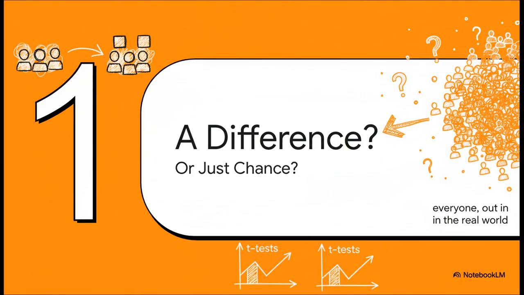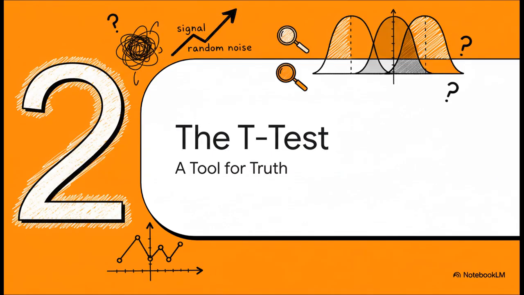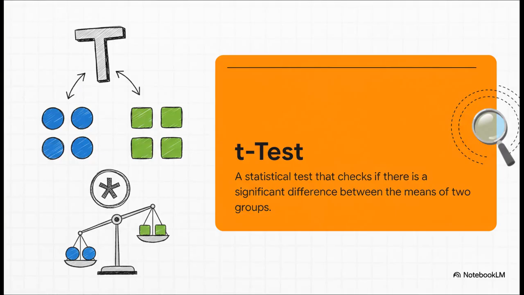And this is the fundamental question, isn't it? It's one thing to see a difference in a small sample of people we tested, but how can we be confident that this same difference exists for everyone, out in the real world? That's the dilemma we've got to solve. And to solve it, we have this brilliant statistical tool that was designed for exactly this purpose. It's called the t-test. And you can think of it as our guide for separating a true, meaningful signal from all that random noise.